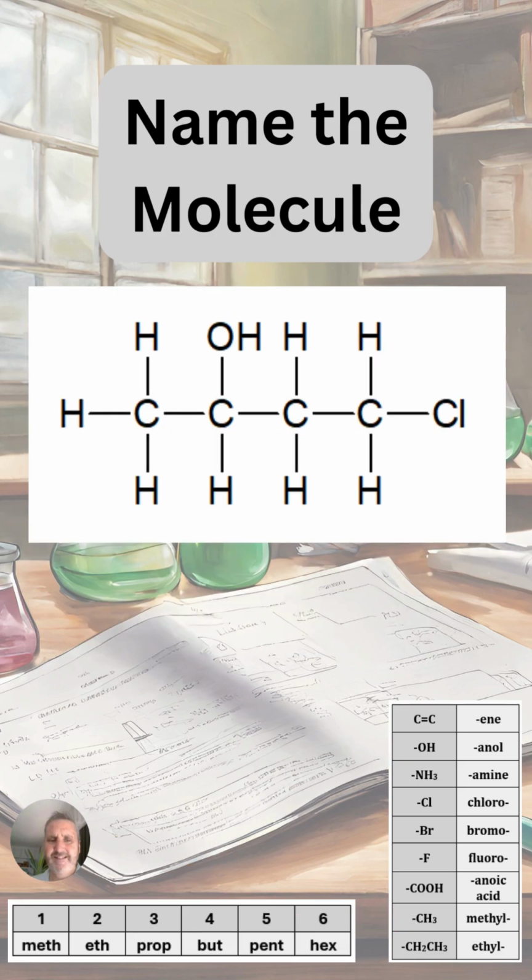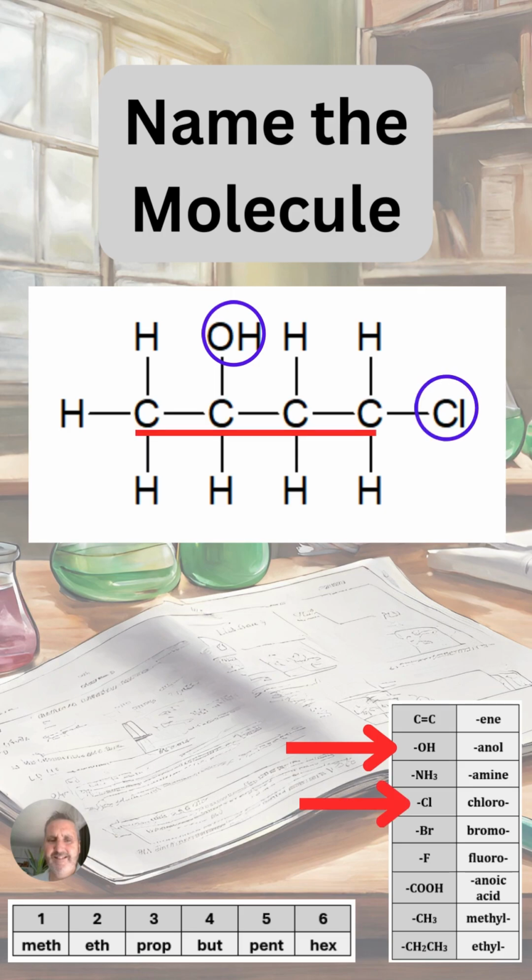Okay, so here we can see that we have an OH functional group and a Cl functional group attached to a chain of 4 carbons. Now, the issue that we have here is we can number the chain 2 ways. We can number it from left to right or right to left. If we number it from left to right, OH gets the smallest possible number. If we number it from right to left, Cl, or the chlorine, gets the smallest possible number.